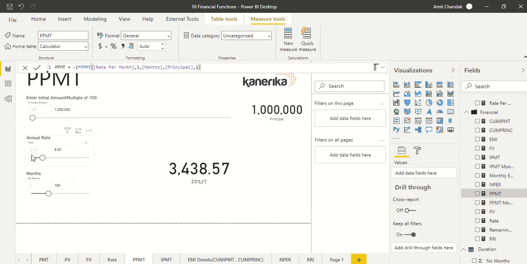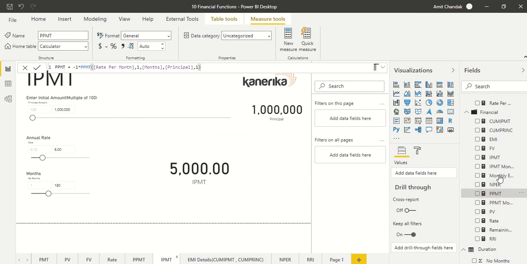And what are the parameters? As with most financial functions, you will see rate, then the month, and the principal, and then we have taken this one because we are trying to have it by the end of the month. So principal amount, annual rate, and you can play around with these numbers based on your rate of interest, amount and principal. So this is PPMT, the principal amount component, and then we have IPMT, which is basically the interest component.